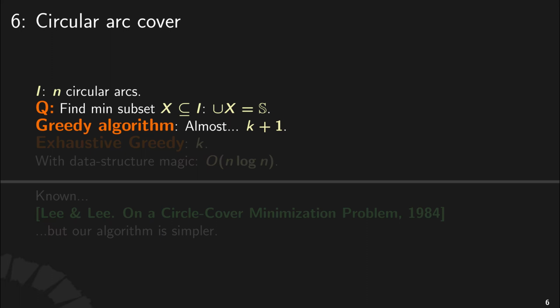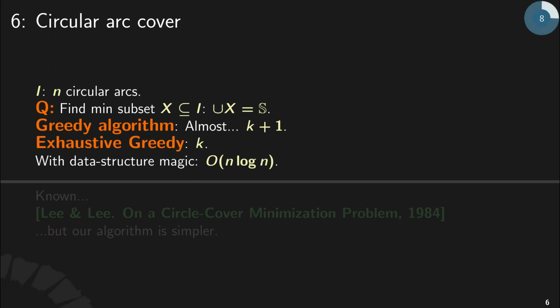So it turns out that being a bit clever or a bit careful, you can first compute a set of n over k starting arcs, and then you run this greedy algorithm.